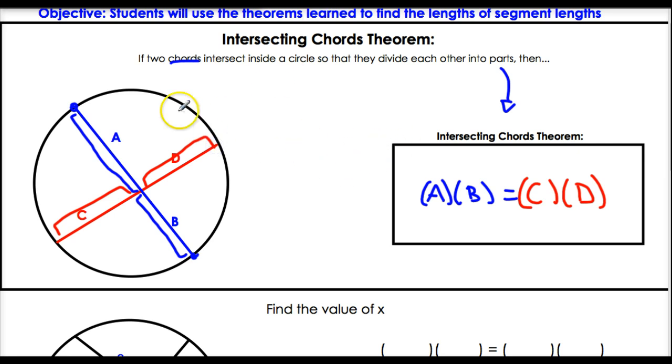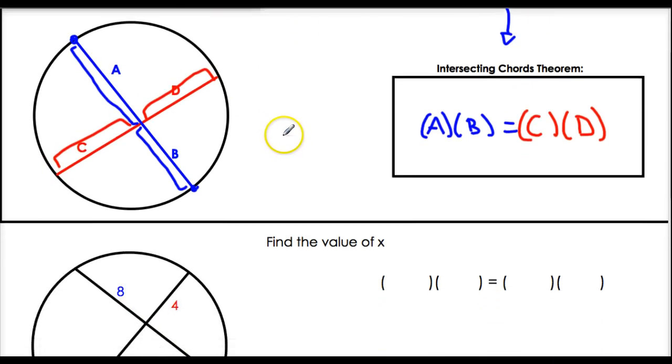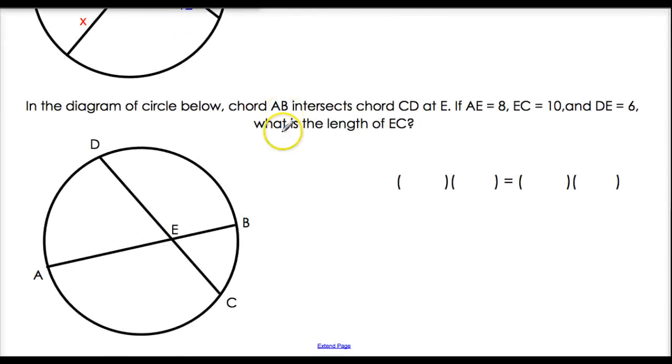All right, and let's put this to practice. Let's see if this works. So remember, first part times the second part equals the first part times the second part of the other chord. Okay, so let's try this in practice.